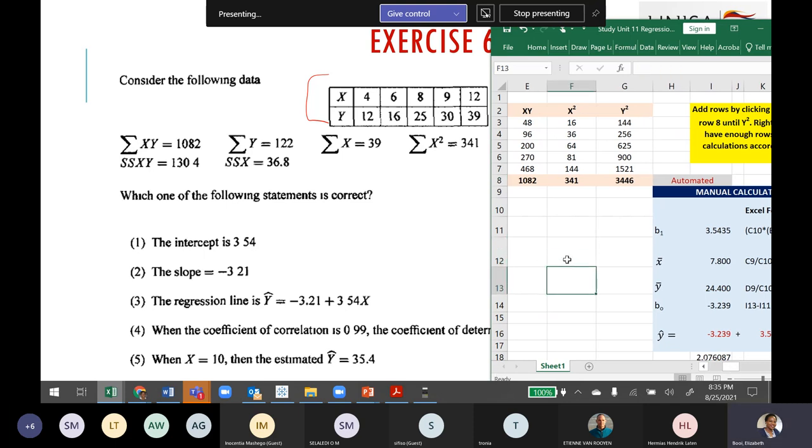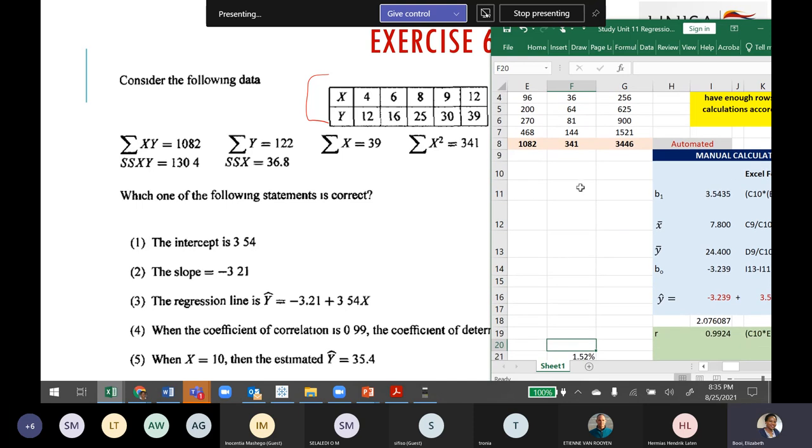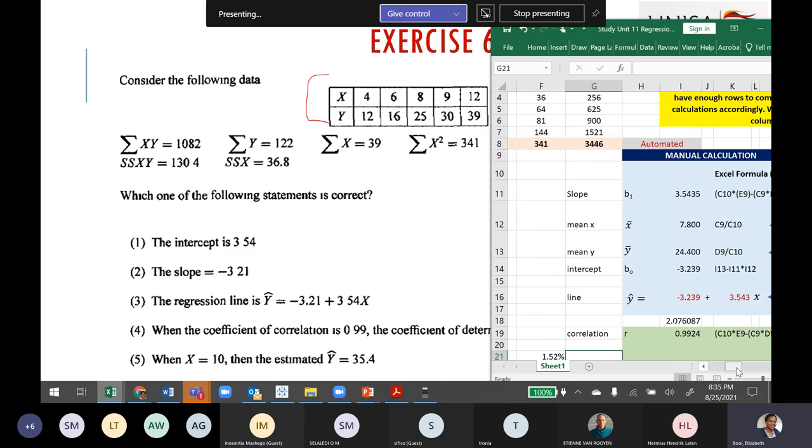So just want to go up so I can get my correlation. So this is the slope, this is the mean x, mean y, the intercept, and correlation. I'm just retyping them because the titles are on the site and you can't see them right now.